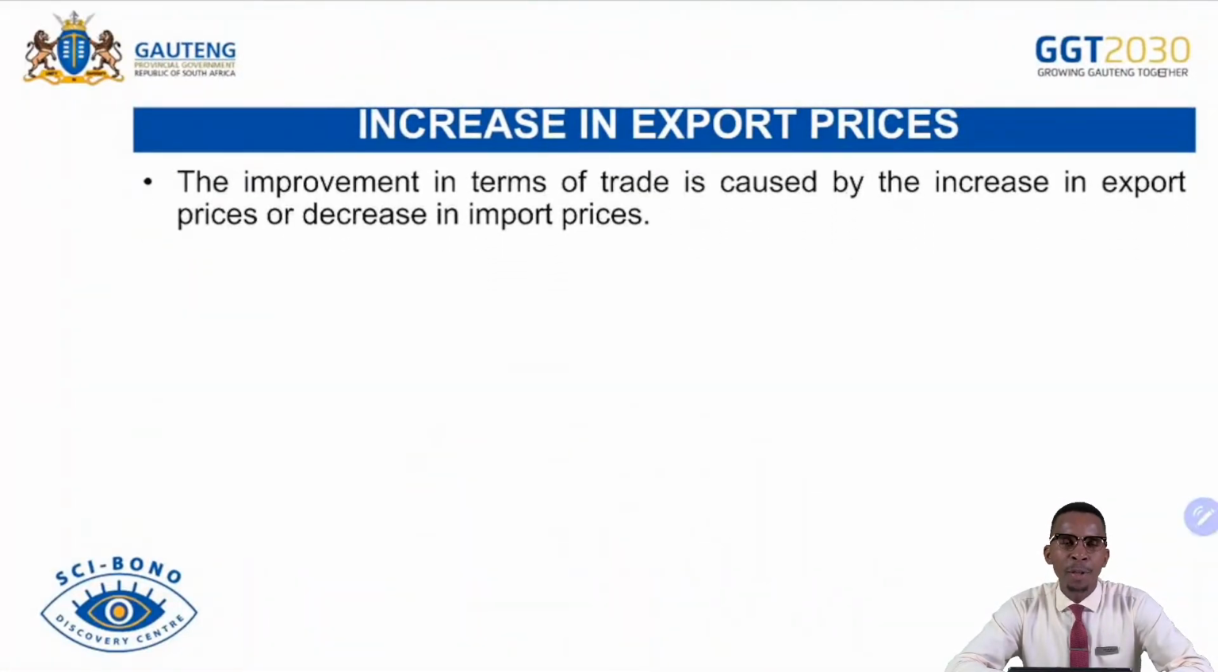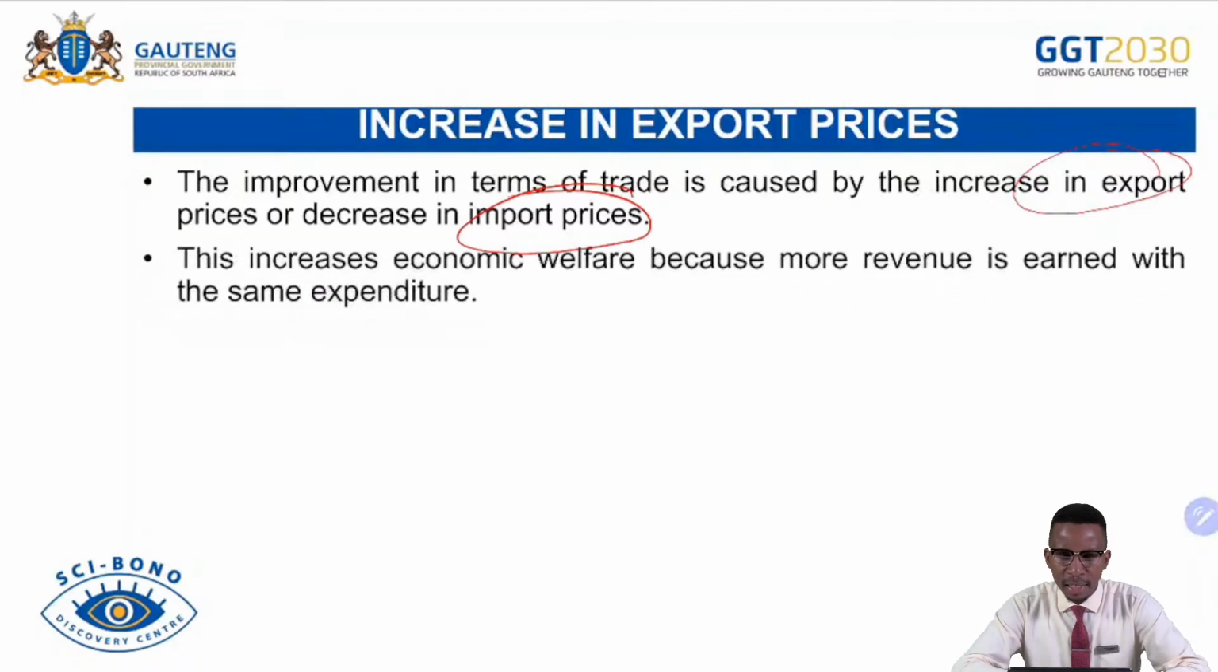The increase in export prices. The improvement in terms of trade is caused by an increase in export prices or a decrease in import prices. So we focus on the two. If export prices are increasing, that will increase terms of trade. And if import prices are decreasing while export prices are increasing, that will also increase terms of trade. So the main focus is not on goods, but on the prices of those goods that are imported and those that are exported. This increases economic welfare because more revenue is earned with the same expenditure. So there will be economic welfare if export prices increase faster than import prices. More revenue will be received by the country.